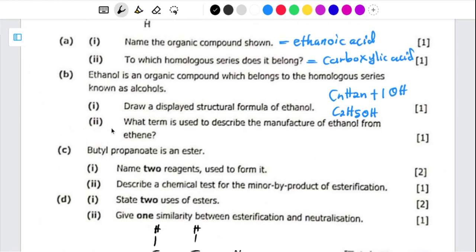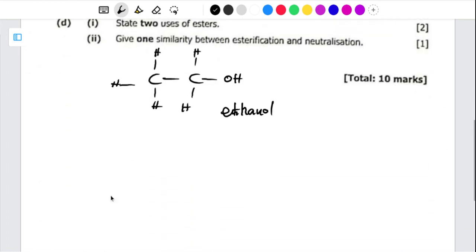Alright. Then this one is saying, what term is used to describe the manufacture of ethanol from ethene? What usually happens here is this: we have ethene, which is an alkene. For us to produce an alcohol, we have to add water to an alkene. So this is an alkene.